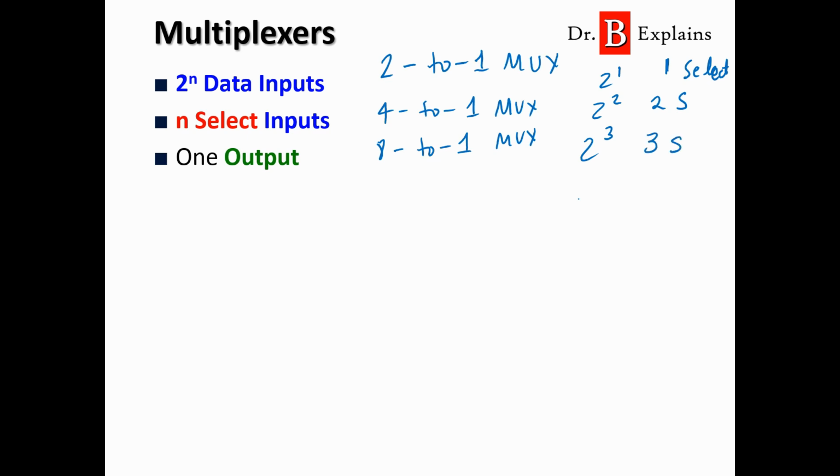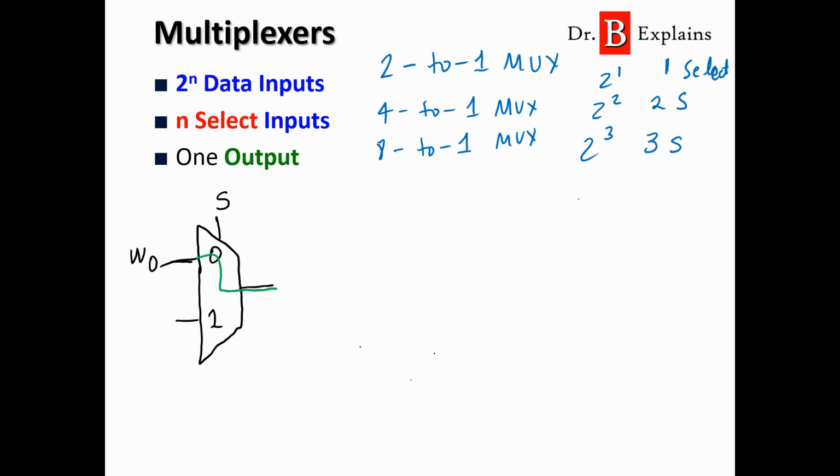And so the general diagram, for example, for a 2 to 1 is like this. So we have 0 and 1, and we have a select input. And so the idea is that depending on the select input, if the select input is a 0, then whatever value we have here is going to get passed to the output, and so on.